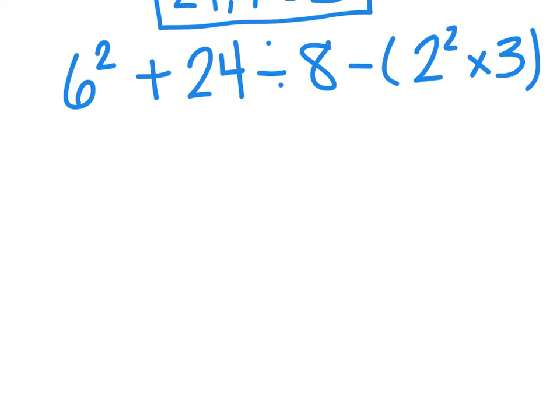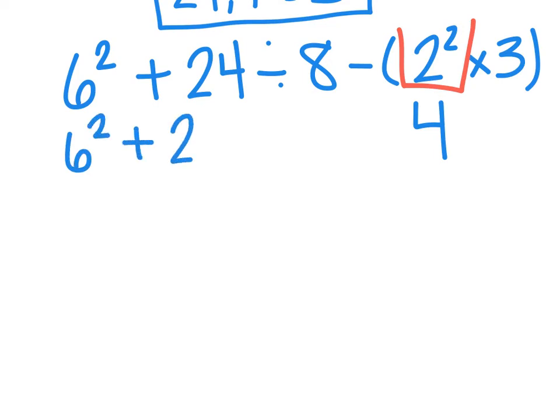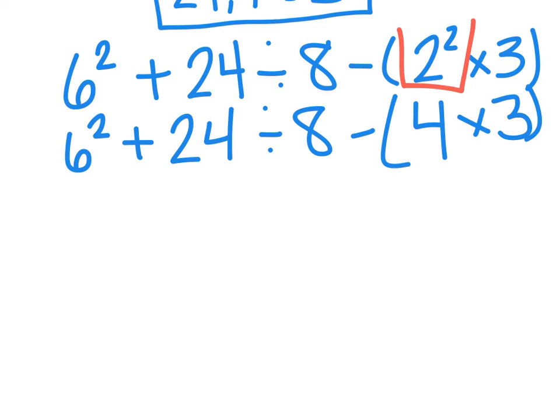So since parentheses come first, I'm going to look at my 2 squared times 3. Exponents come before multiplication, so first I'm going to solve 2 squared, and that's 4. Underneath it, I'm going to copy the whole rest of the problem, going one step at a time so I don't get mixed up. Remember, you need to keep those parentheses until you've solved all operations.